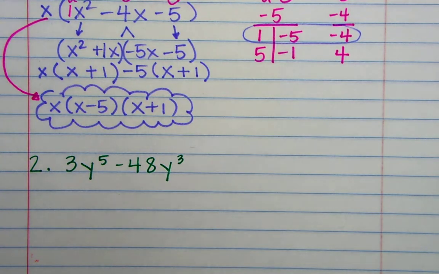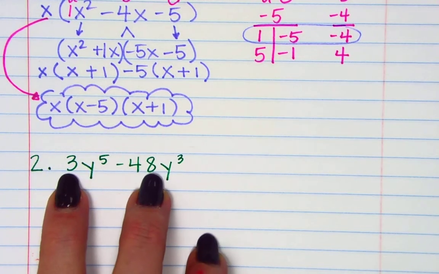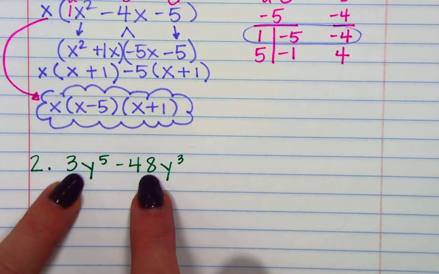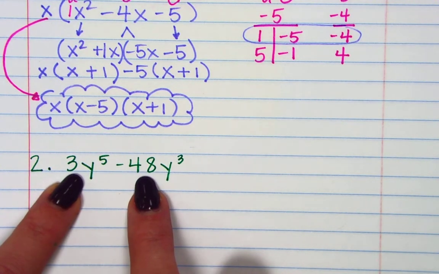Okay, I have some people not sure what we're supposed to be looking for here. We're trying to divide some numbers out of both of these to make them smaller. Okay, what goes into 3 and 48?